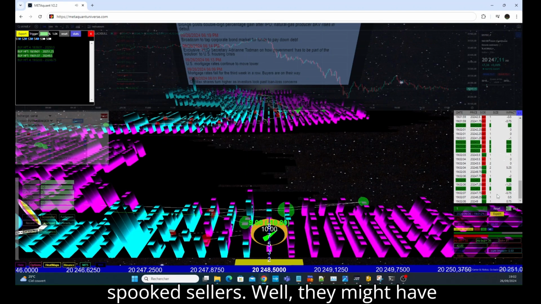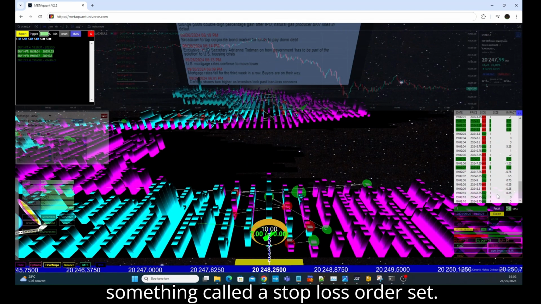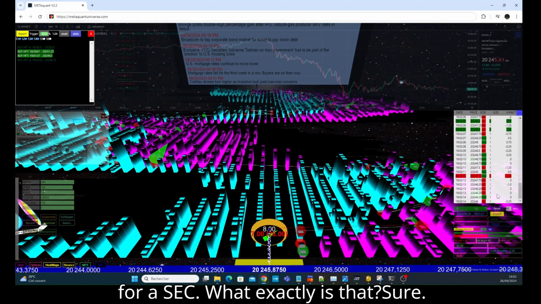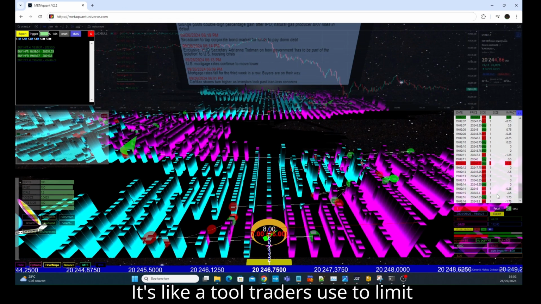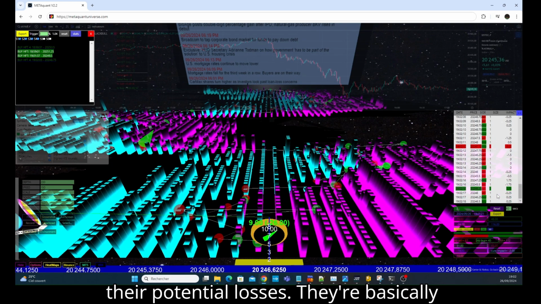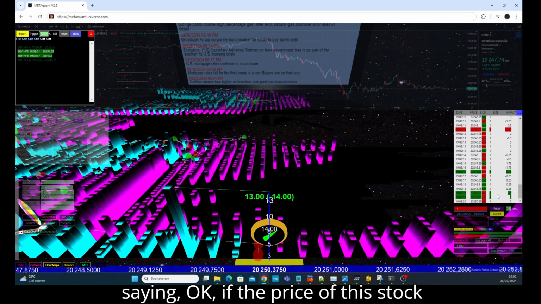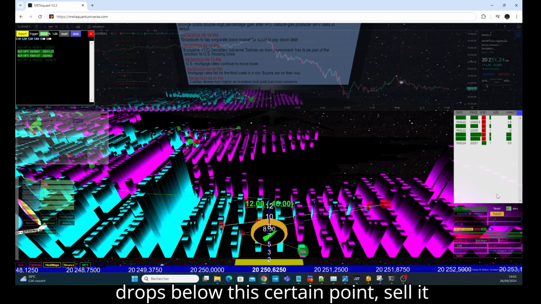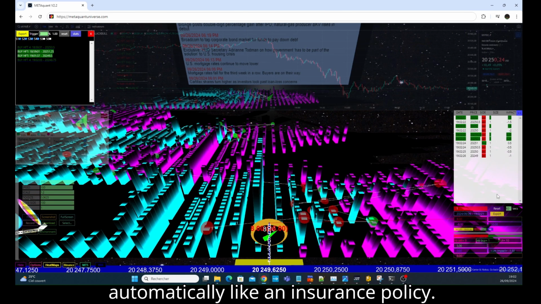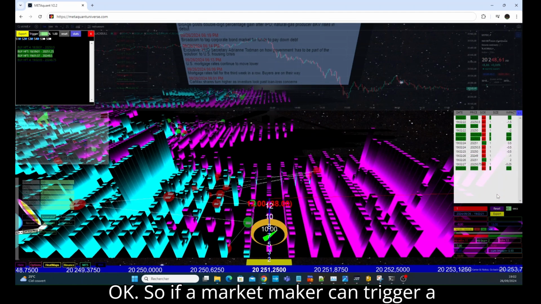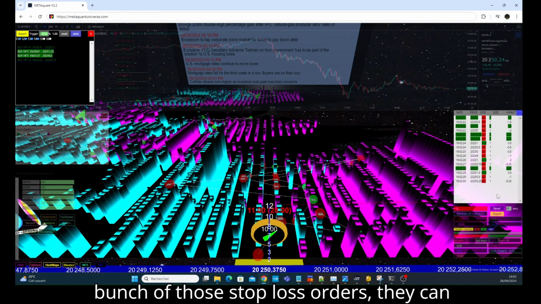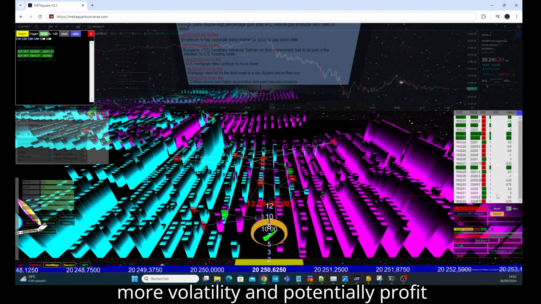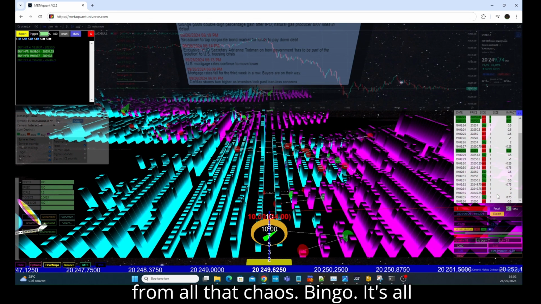Exactly. And those spooked sellers, well, they might have something called a stop-loss order set. Hold on, stop-loss order. Let's rewind for a sec. What exactly is that? Sure. It's like a tool traders use to limit their potential losses. They're basically saying, okay, if the price of this stock drops below this certain point, sell it automatically, like an insurance policy. Okay, so if a market maker can trigger a bunch of those stop-loss orders, they can create even more downward pressure, even more volatility, and potentially profit from all that chaos.